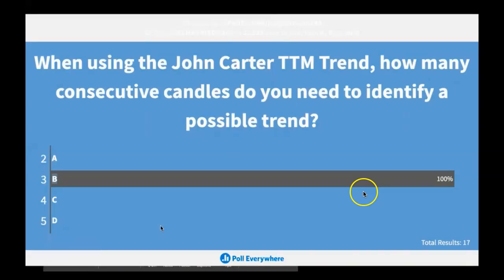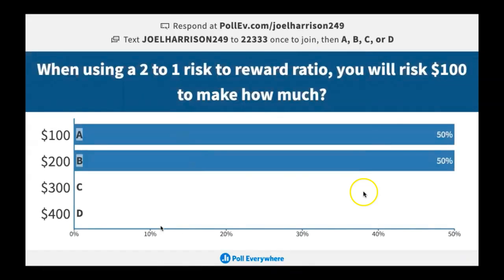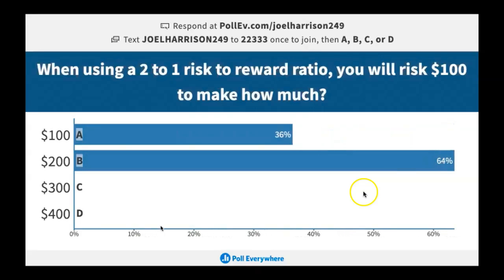All right. Last question. When using a 2-to-1 risk to reward ratio, you will risk $100 to make how much? 2-to-1 ratio, guys, not 1-to-1. That was the trick question. The answer is $200. All right.